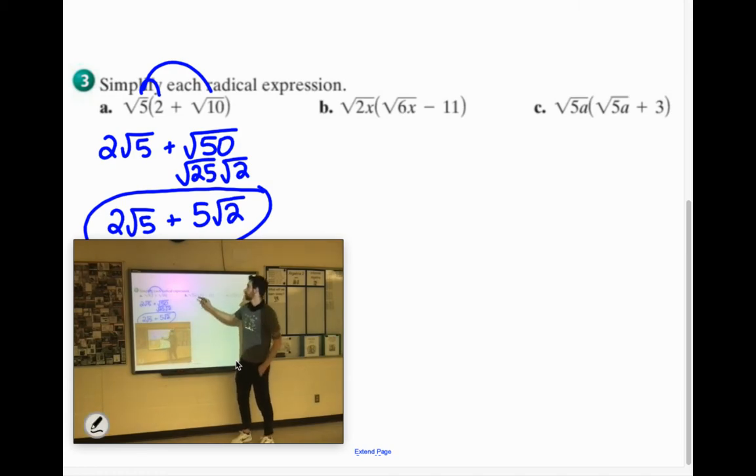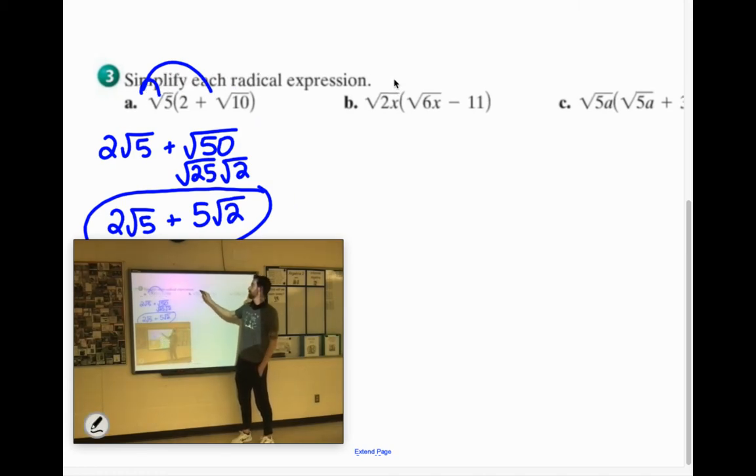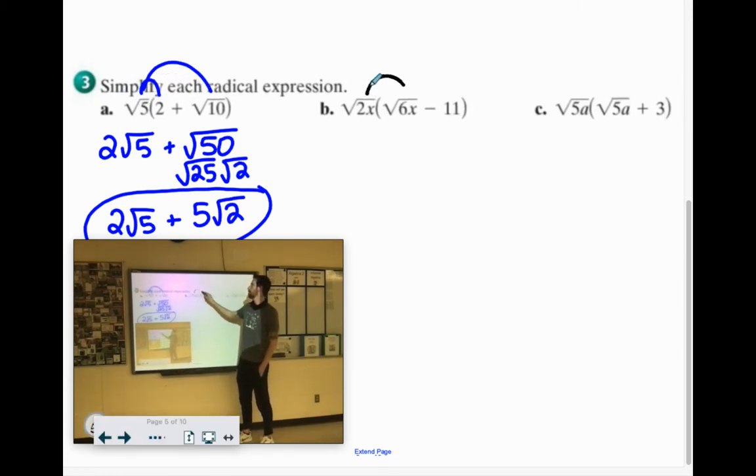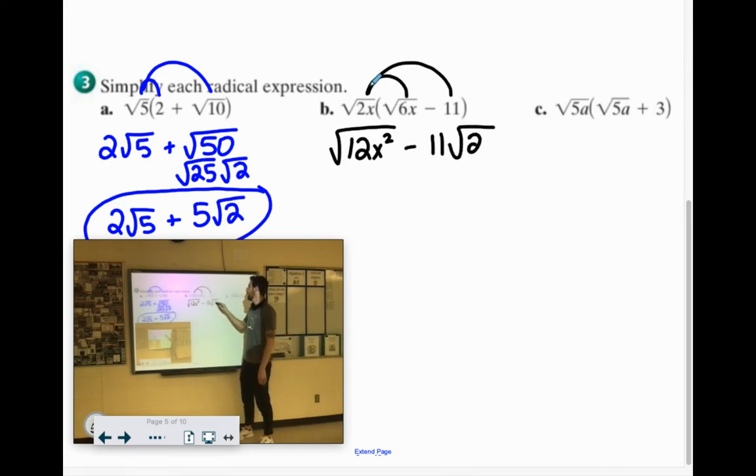All right, root 2x. Root 2x times root 6x. They're both in the radical. 2 times 6 is 12. x times x is x squared. Root 2x times negative 11. The 11 is not in a radical, so just mush them. Negative 11 root 2x. Now 12x squared has some serious perfect squareage.